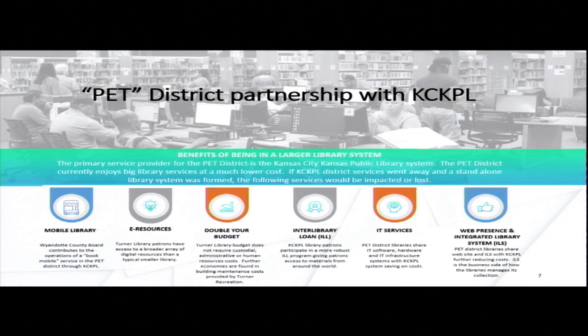ILS? Yeah. That's the Integrated Library System, ILS. This is the business side of how the library manages its collections. A separate library in Turner would require a move to a new ILS or bear the full cost of using the current one, and the one that we use is Sirsi Dynix. Typically, small libraries in Kansas use the COA system, as Bonner Library does. It is a good system, but less robust than the one Kansas Public Library uses.